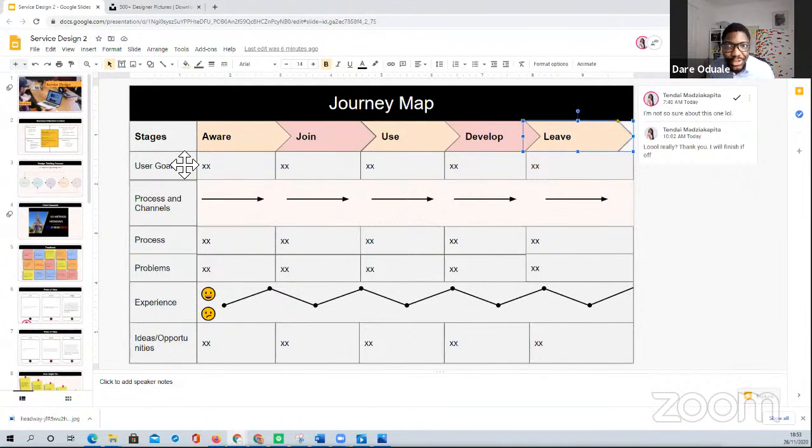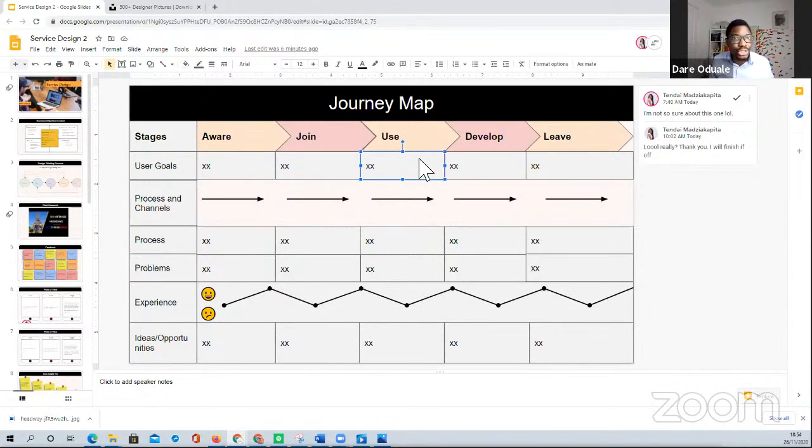Then for each of those stages, what is the goal of the user? At the stage of being aware of a particular product, the user just wants to know about a reliable service, a reliable e-commerce service. A trustworthy service, whatever that goal is for that user at the point where they're just being aware. When they join in, what's the user goal? They want to have a seamless sign-up experience. I don't want somebody asking me for my family history because I just want to sign up to buy something online. I want it to be as seamless as possible.